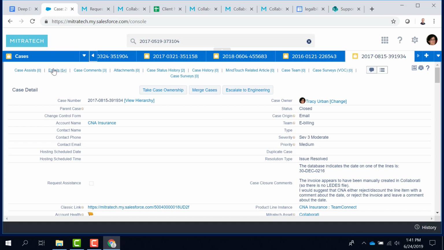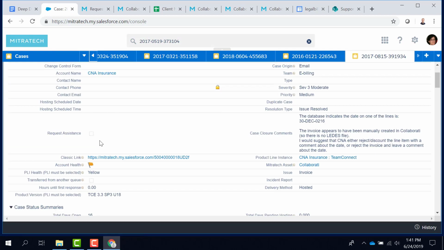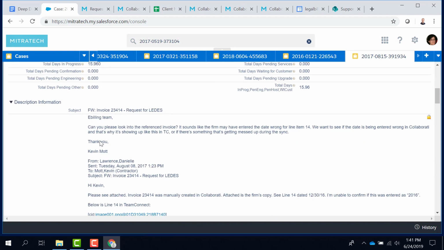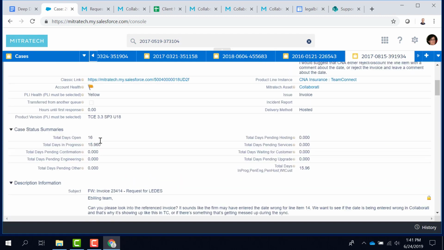So this looks like it came from CNA. Can you please look into the referenced invoice? It sounds like the firm may have entered the wrong date for line item 14. We want to see if the date is being entered wrong in Collaborati, and that's why it's showing up like this in Team Connect, or if there's something that's getting messed up during the sync. Thanks, Kevin Mott.